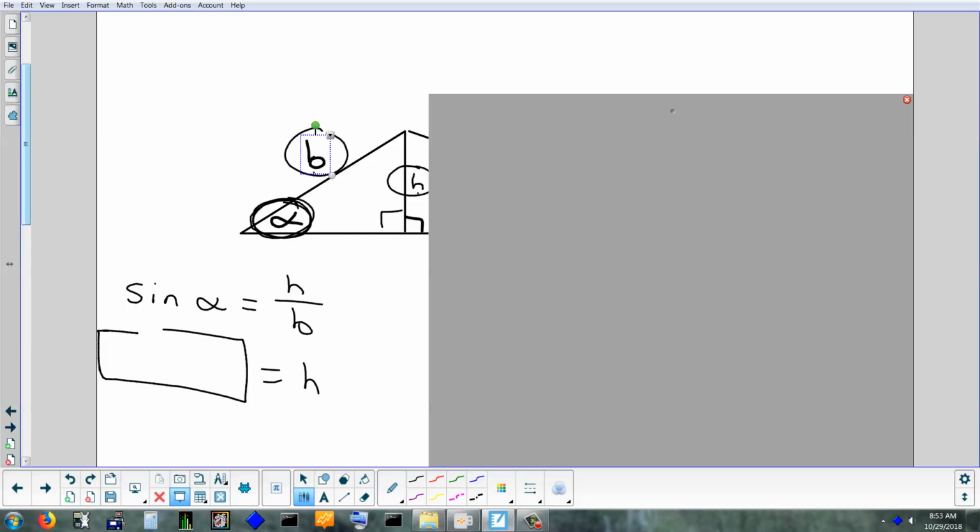Now, I want to get h by itself. So how would I move the b to the other side? You would multiply it on both sides. Yep, you multiply both sides by b, so you get b sine alpha equals h. Now, if we knew b and we knew alpha, we could just use our calculator, plug them in, and find the height of that triangle. I'll come back to that in a second, but I'm just going to call that box 1. Box 1 gives me a formula for the height. Any questions on how we got box 1?